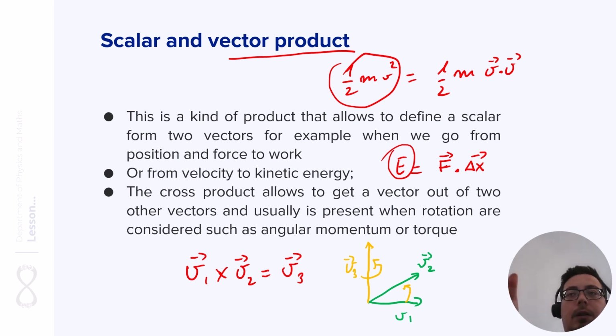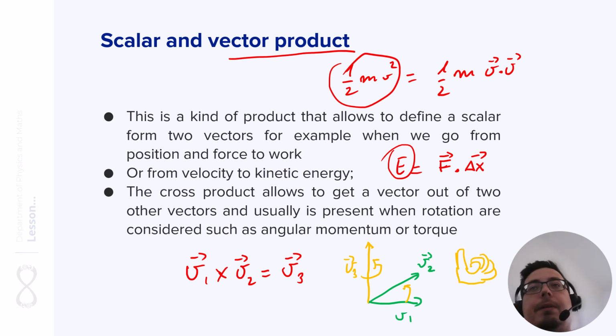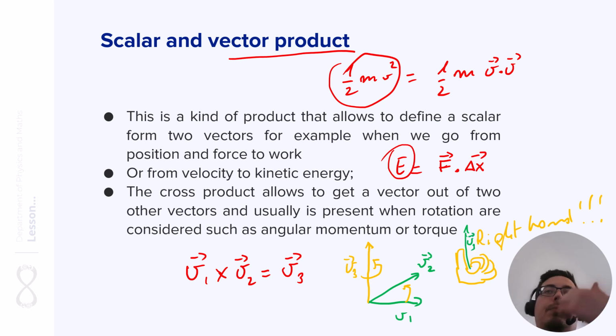So you place your right hand on v1 and your thumb up in v2, and then you curl your four fingers up in this way, and this is the right hand. Okay, so this is v3. The component v3 is going upwards, and this is the direction from v1 to v2, as expressed here.